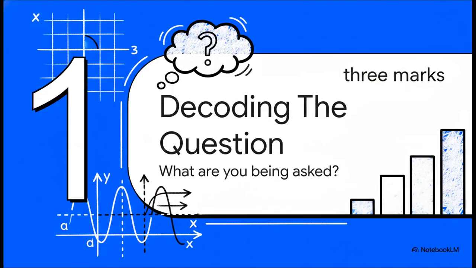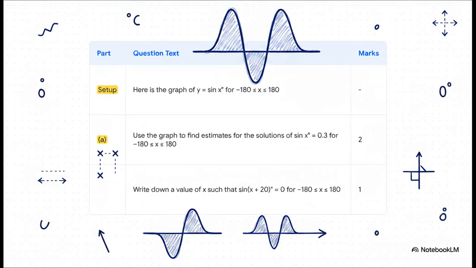Okay, first things first, let's really get to grips with what the question is actually asking us to do. We're looking at question 19. It's a classic 3-mark problem, and it's basically a mashup of two key skills, reading a graph and understanding transformations. So this is it, the whole question right here. We're given that familiar sine wave. Part A is worth 2 marks, and it's all about pulling some numbers or estimates right off the graph. Part B, that's a quick 1-marker, and it's a test to see if you get how graphs can shift around.